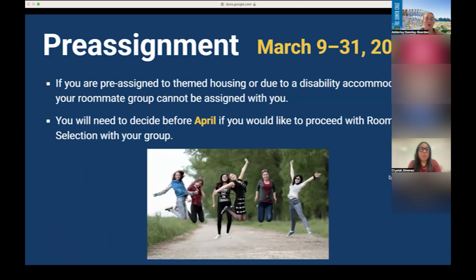And if you are a DRC student, we can offer you a pre-assigned space. But unfortunately, if you have roommates that you're hoping to live with in a group, we will not be able to pre-assign the roommates or your friends with you. So you'll be able to make the choice whether or not you'd like to be pre-assigned into a space that matches your DRC accommodation, or if you'd like to proceed forward with a roommate group. And we will need you to decide before April if you'd like to proceed with the room selection or with your group.